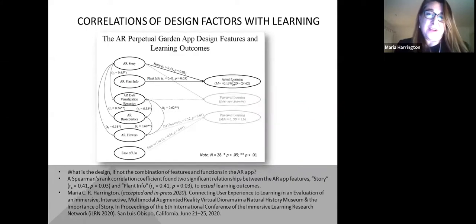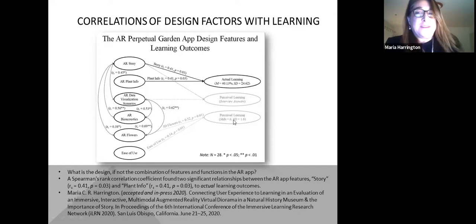The actual learning, 40%, was statistically significantly and slightly positively correlated to the plant info, the facts, as well as the story. And this makes sense because in order to really learn, you do need access to the data, and the data has to be placed into context, which is the narrative, right? What was interesting is that the perceptions were different than the actual, and there were all these intercorrelations that were going on linked to the story.